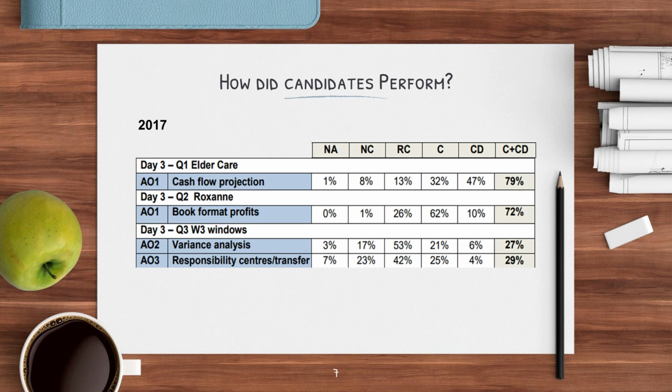In 2017, you can see that candidates did fairly well in getting depth on their first and second case of day 3. However, on their third case, candidates didn't perform as well. The main reason could have been that because it's the third case, people ran out of time and couldn't finish.